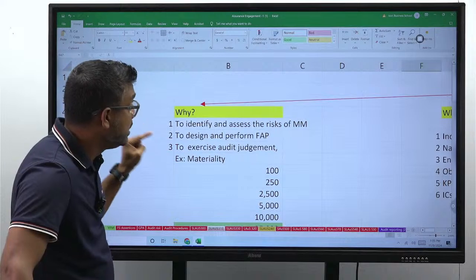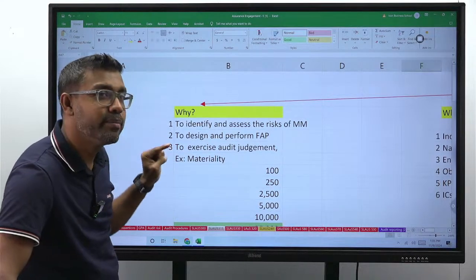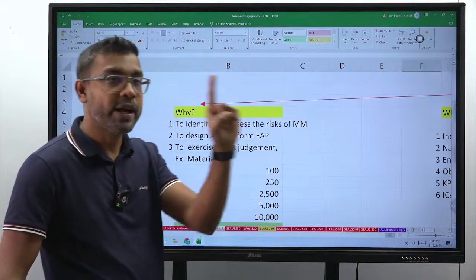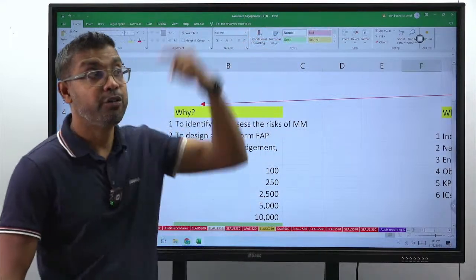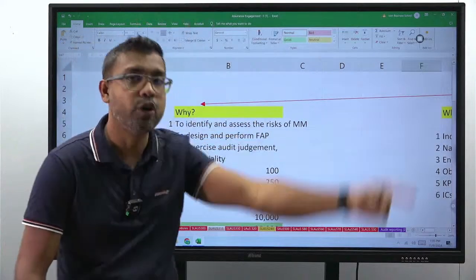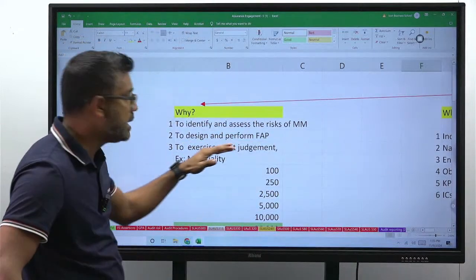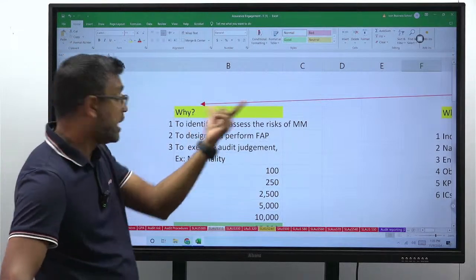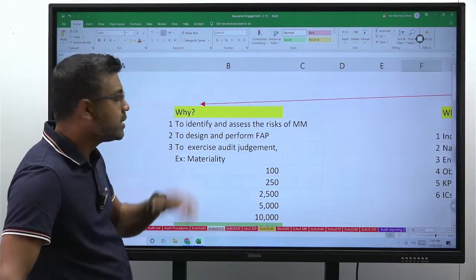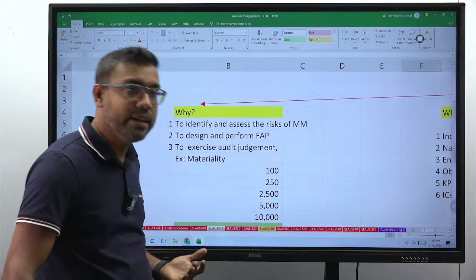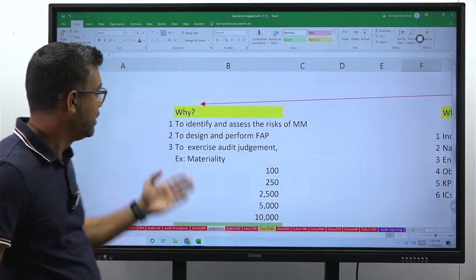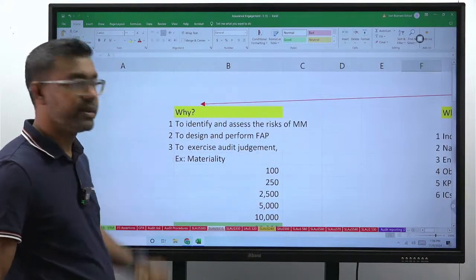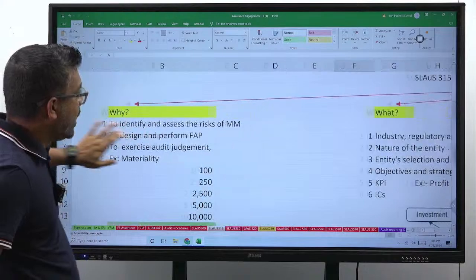Second, to design and perform further audit procedures. Based on this risk assessment only, you can decide your next step of testing internal controls or performing substantive procedures. To design and perform further audit procedures, this understanding is important. Third, to exercise audit judgment, like materiality and to select sample size, right? This understanding is important. What is material? That understanding is important. Why is answered.